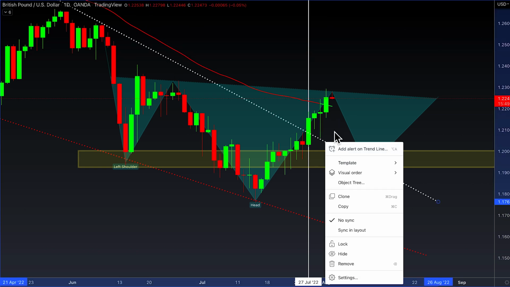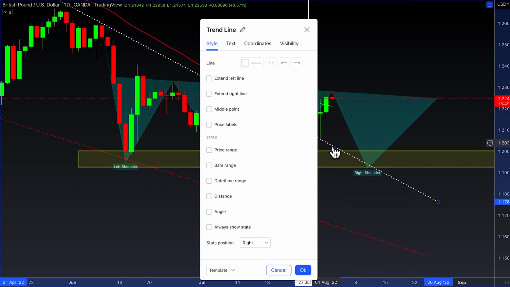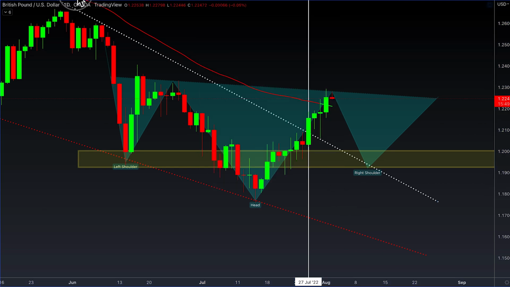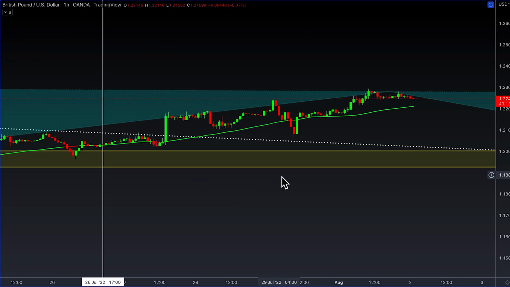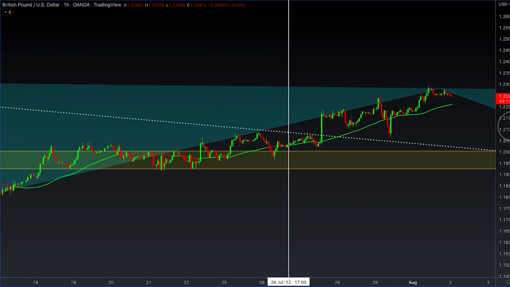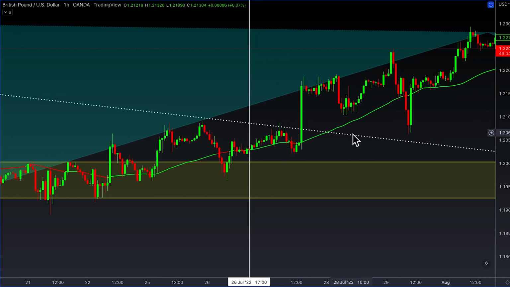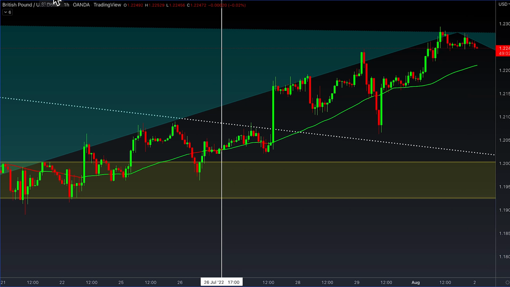And let's click on the visibility. And let's put it on minutes. And let's make the hour 1 hour. Okay, so let's go down to the hour chart. And there's the trend line. So here's that candle that you saw. Here's the break. That's the hour. So what about the 15?